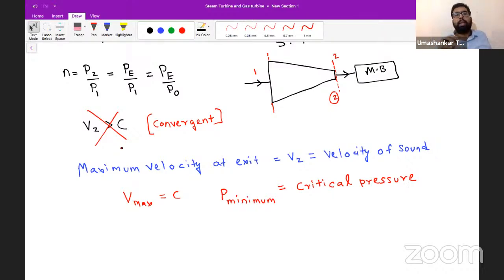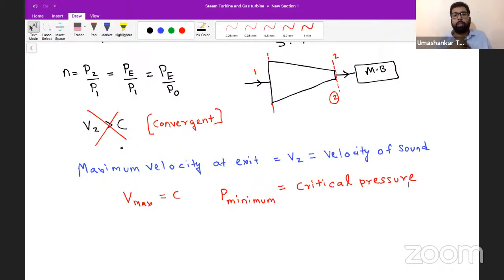Similarly, the next statement is, in a convergent nozzle, we decrease the pressure, but this pressure can't be decreased below a certain value. As we have established in the previous lectures as well, in a nozzle velocity increases and pressure decreases. So the increase of velocity can't go beyond a value, and that value we know is the velocity of sound.